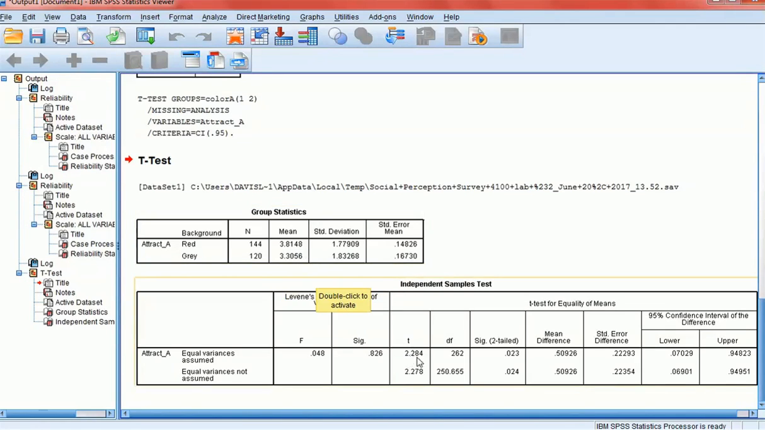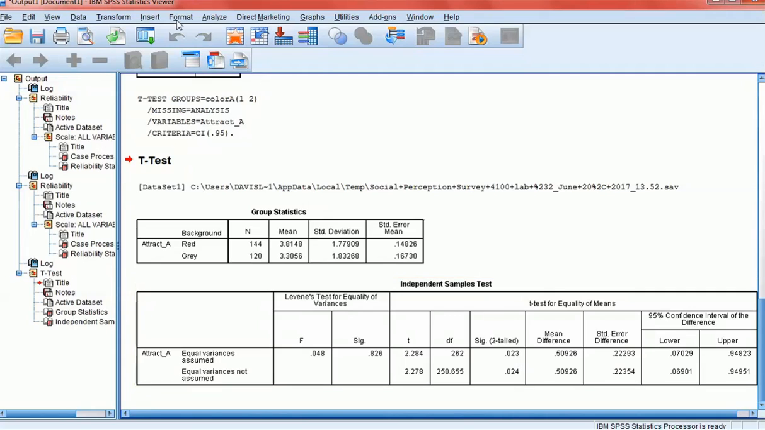And then we come down here and we look at this t, degrees of freedom, significance, and that is indeed a significant result. 0.023 is less than 0.05. So when women rated the first picture they saw, they rated the man in front of the red background significantly more attractive than the man in front of the gray background, and it didn't matter what the ethnicity was.